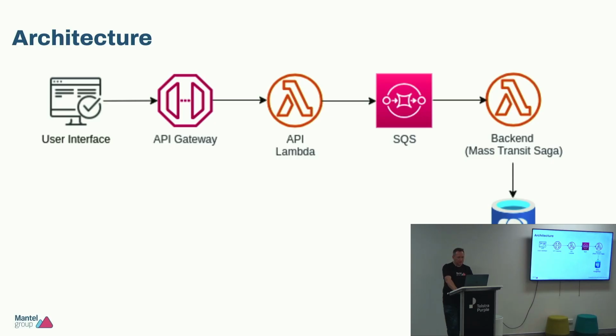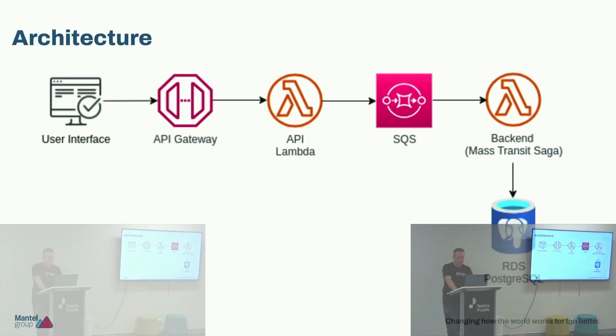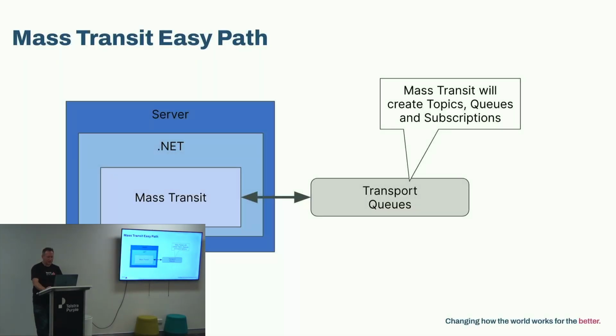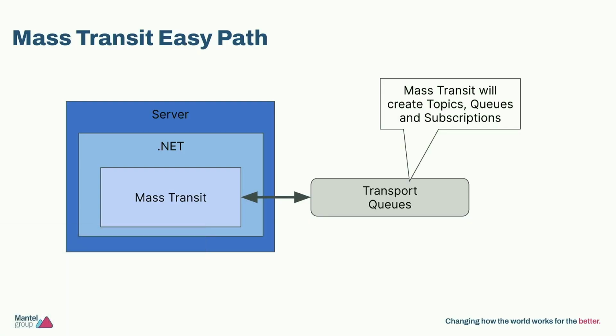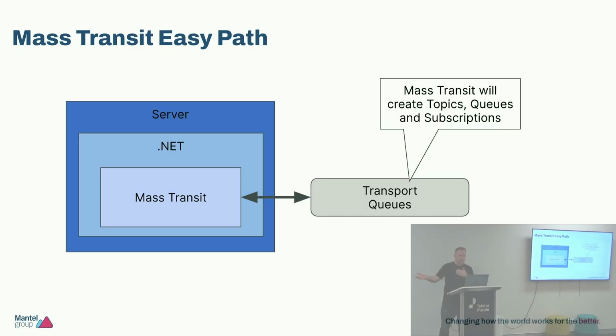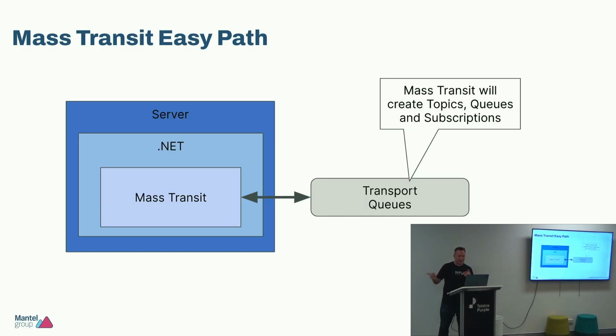Up to a point. There's one slightly trickier thing to deal with here, and that's because the easy path for MassTransit is what we're looking at here. We put up a long-running server. So here's a server running .NET. It's got MassTransit inside .NET. It's a web service, and we configure MassTransit to use the queues. It will subscribe to those queues and receive messages, and it will send messages, and it will also create all the topics and subscriptions it needs on demand as it goes.